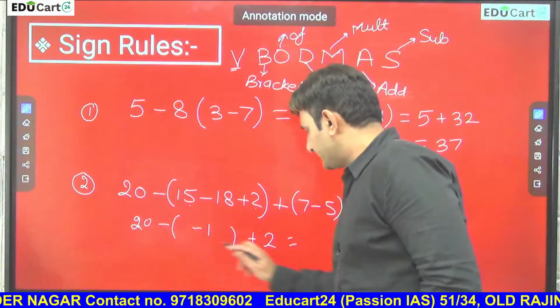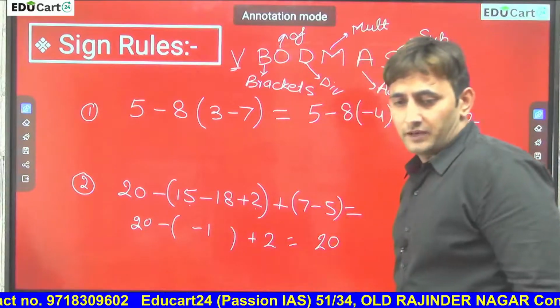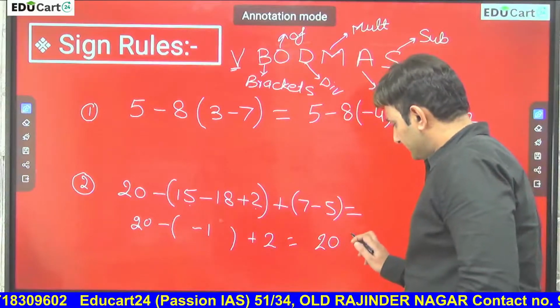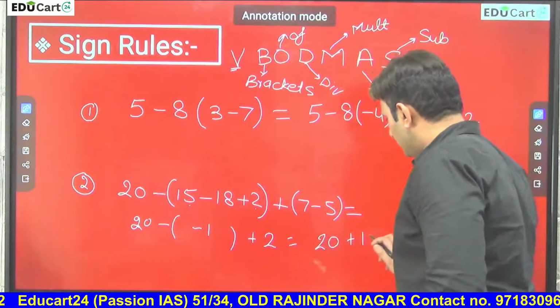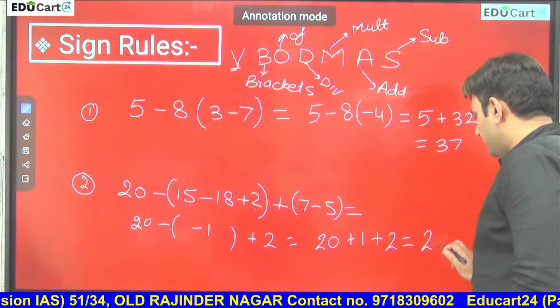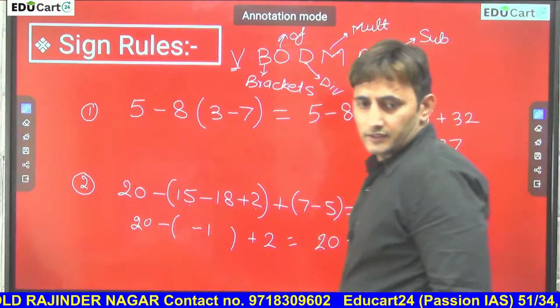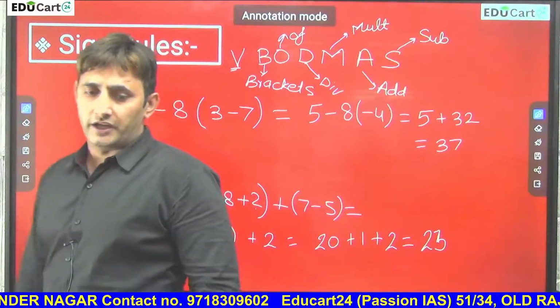Now this 20 as it is. Minus minus when multiplied will become plus. Plus 1 plus 2. Answer will be 23. Tell me, my dear, is it clear or should I repeat?